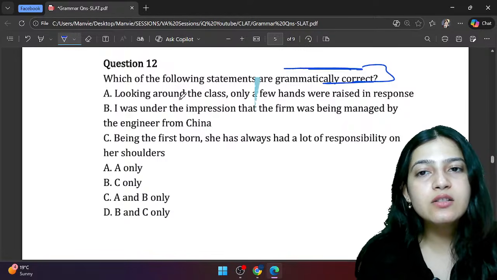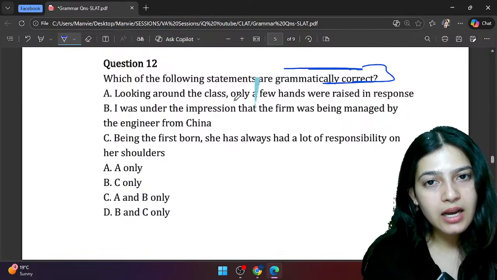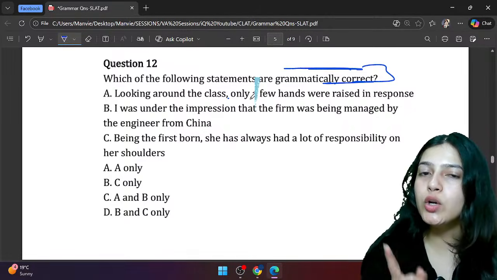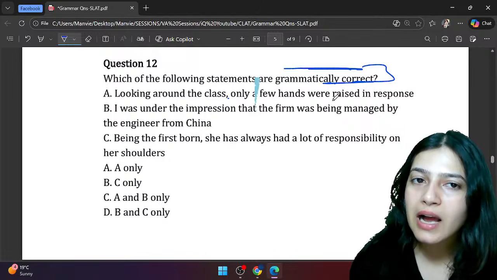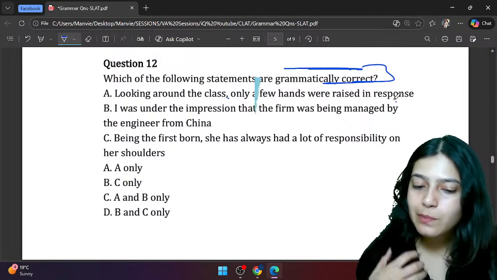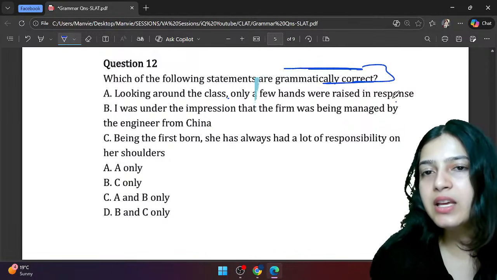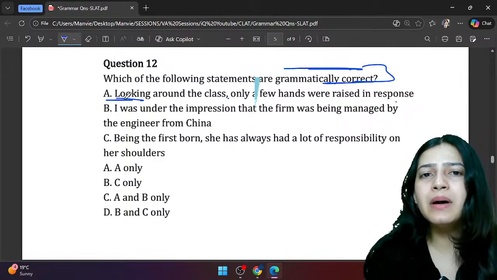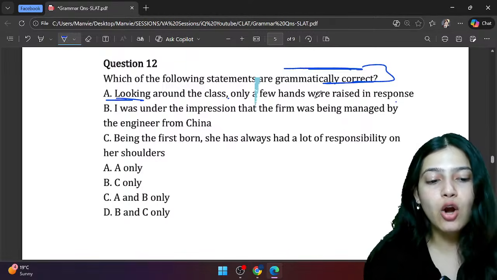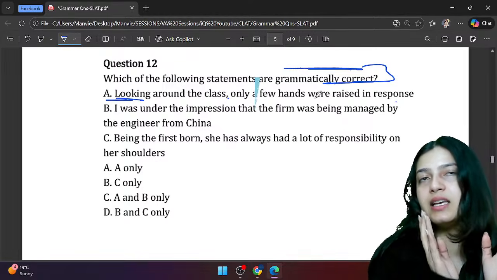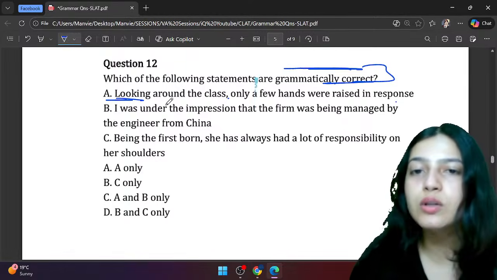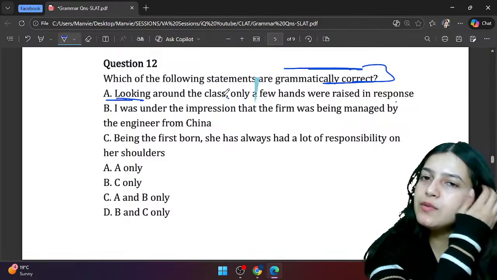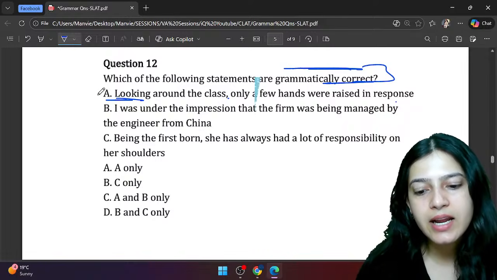So A says, looking around the class, only a few hands were raised in response. Here, though there is a dangling modifier, the meaning of this particular sentence is still clear, right? Looking around the class, only a few hands were raised in response. Okay, so A is correct.